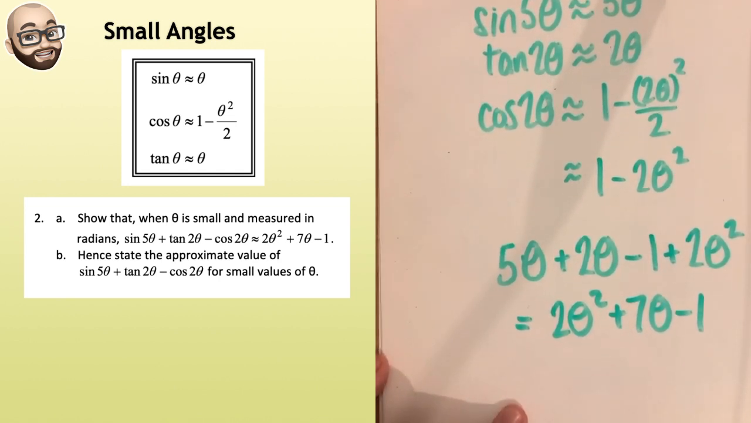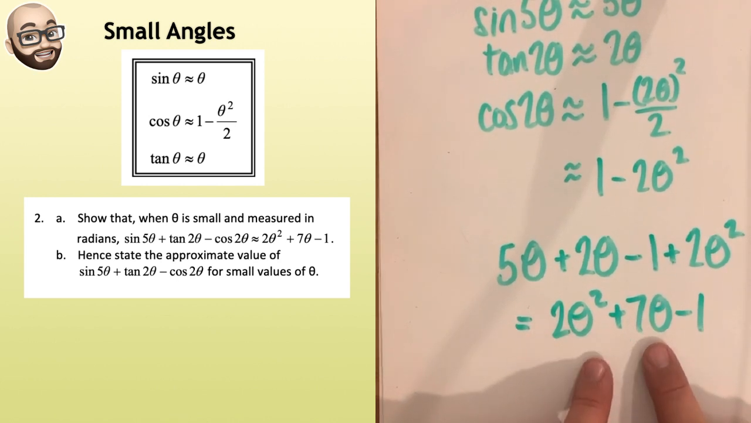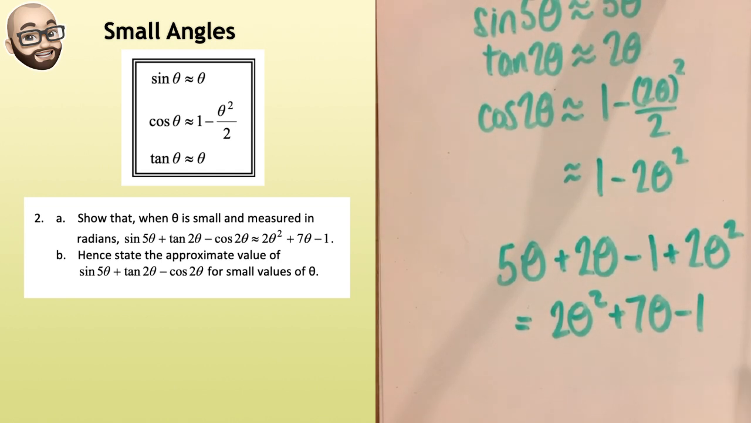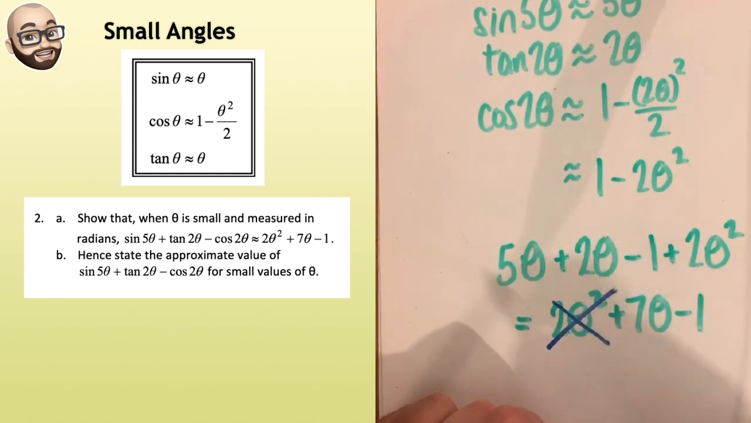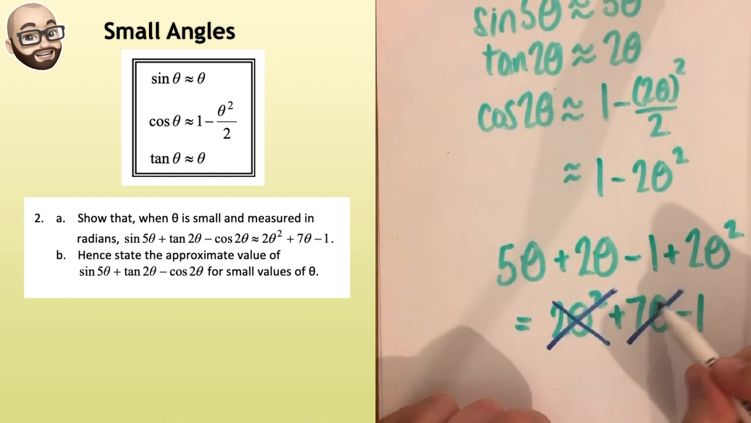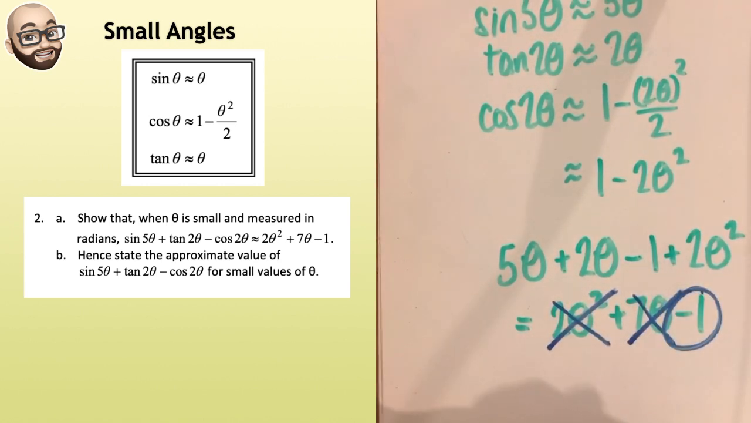Part B says, hence state an approximate value for the original question. Well, the original question is the same as this. It's only the same as this when theta is a very, very small number. So a very, very small number squared, we can pretty much just ignore. 7 lots of a very, very small number, we can just ignore. So it's just going to be this minus 1. An approximate answer for that would be minus 1.